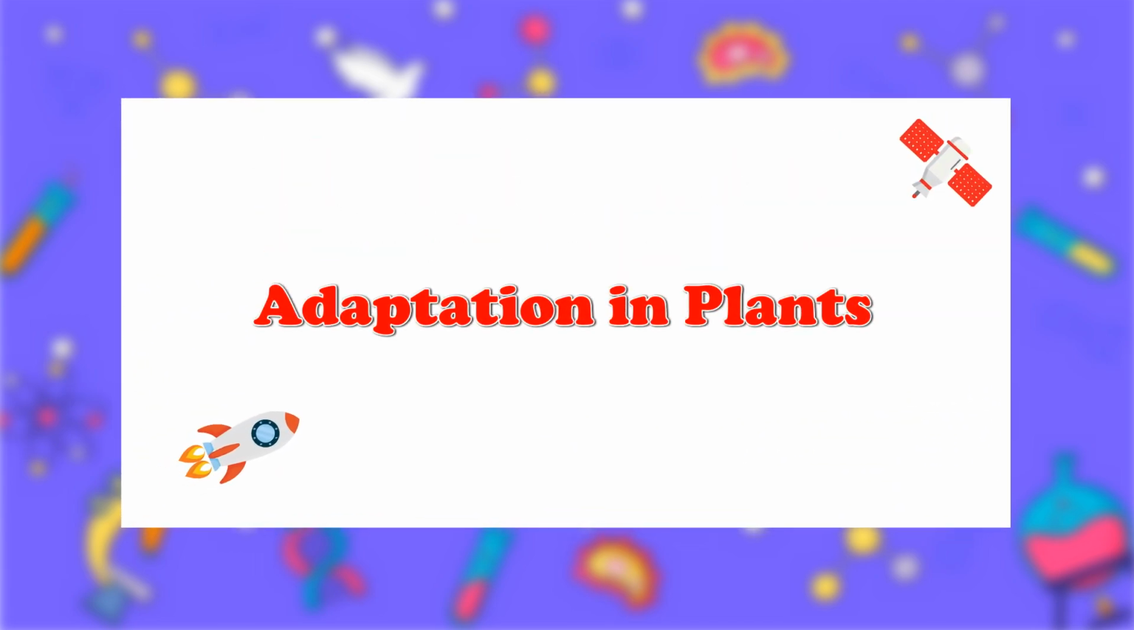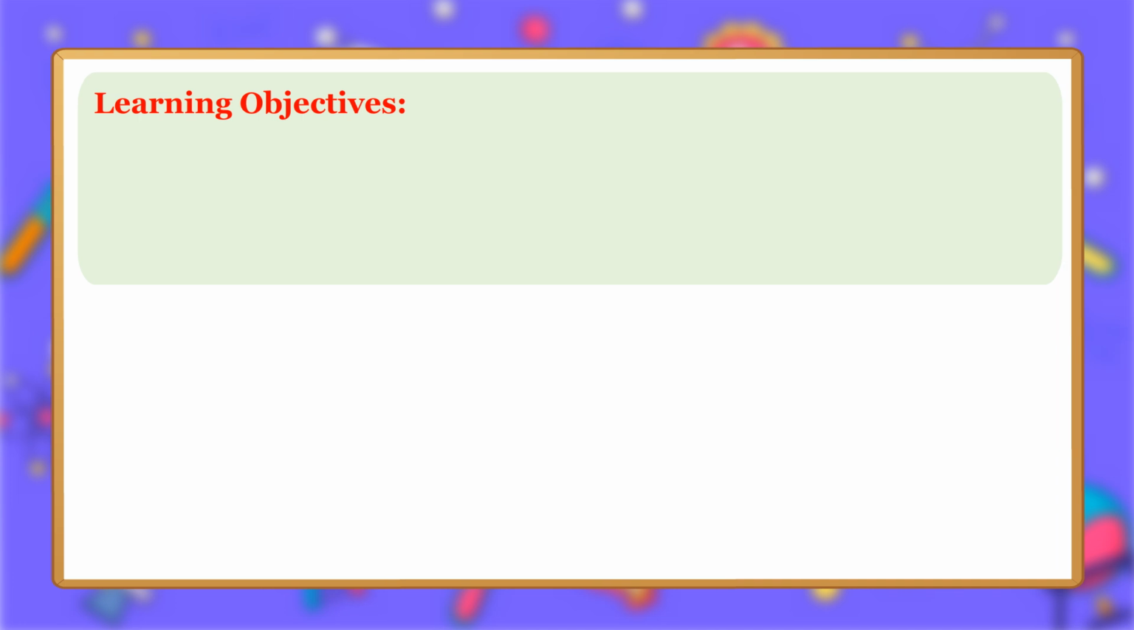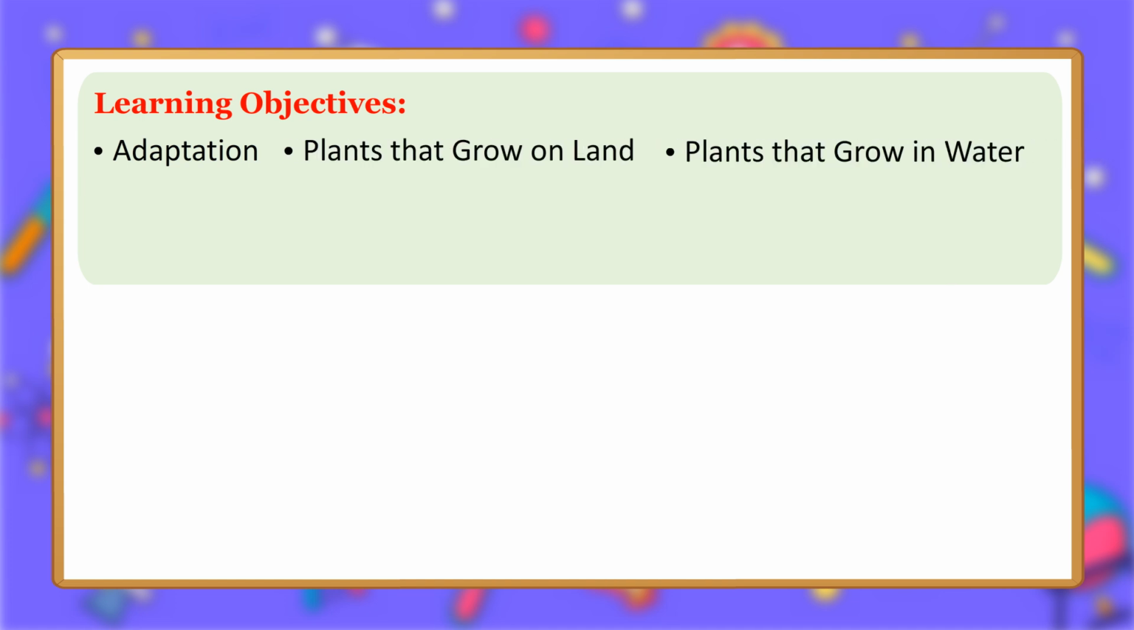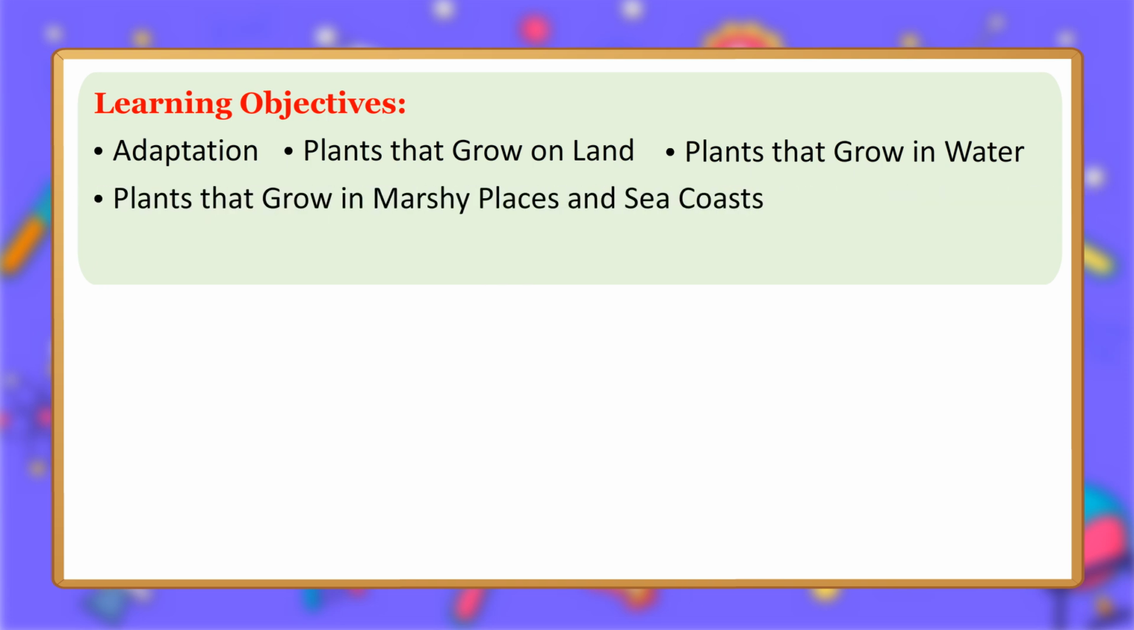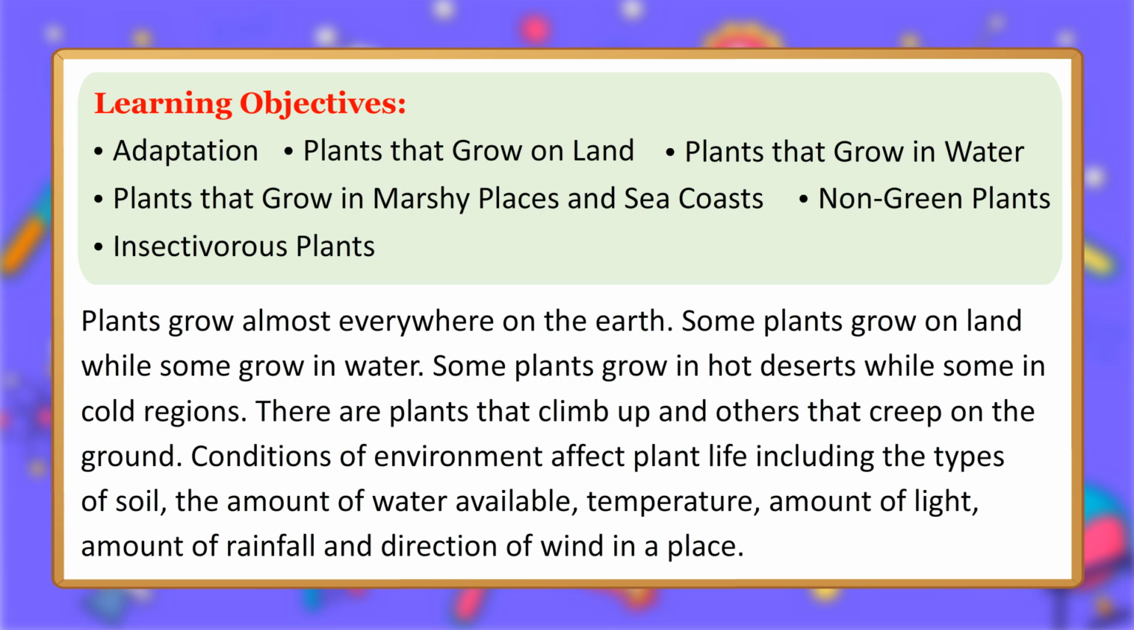Adaptation in plants. Learning objectives. Adaptation. Plants that grow on land. Plants that grow in water. Plants that grow in marshy places and seacoasts. Non-green plants. Insectivorous plants.